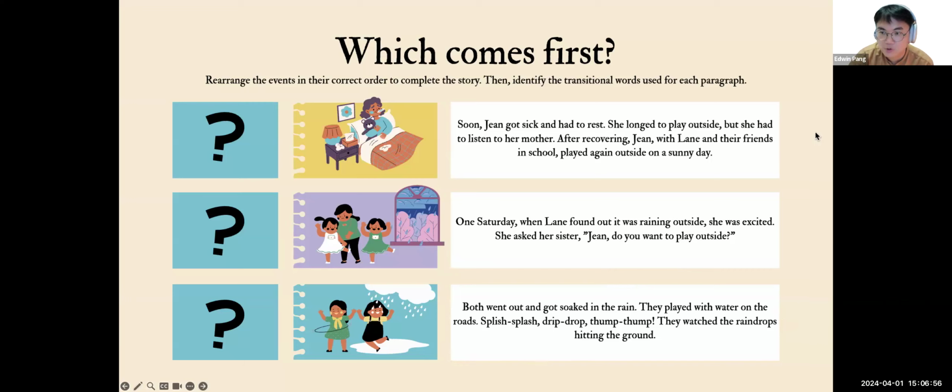One Saturday, when Lane found out it was raining outside, she was excited. She asked her sister, Jean, do you want to play outside? Both went out and got soaked in the rain. They played with water on the roads. Splish, splash, drip, drop. They watched the raindrops hitting the ground.